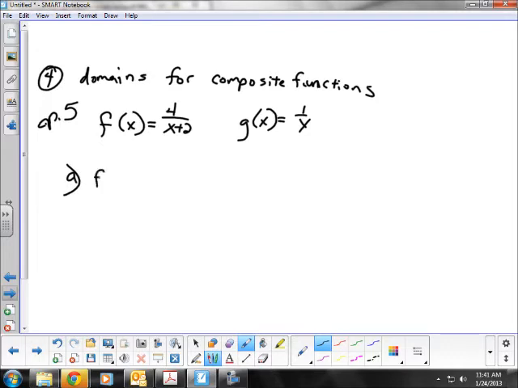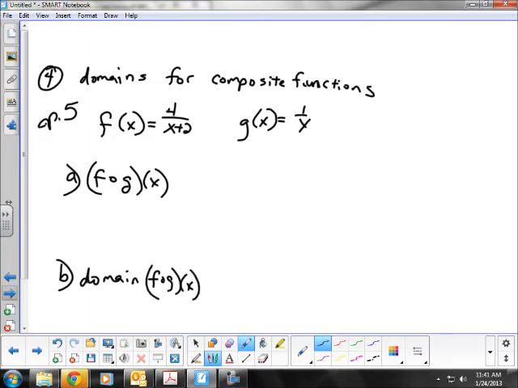Checkpoint 5 is for determining the domain for composite functions. So first of all, they want me to find F composed G of x, and then on part B, they want me to find the domain. Because remember, this one's kind of interesting when it's a composite function. And this one's even more interesting because they're fractions, right? With variables in the denominator, so I am going to have some things excluded.